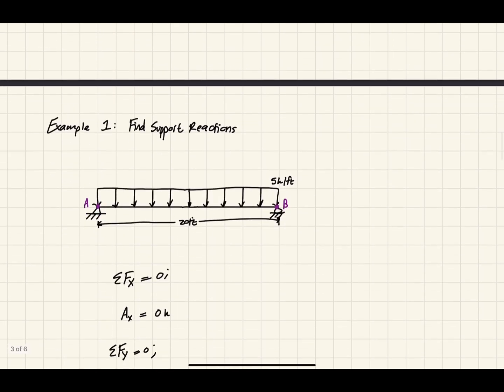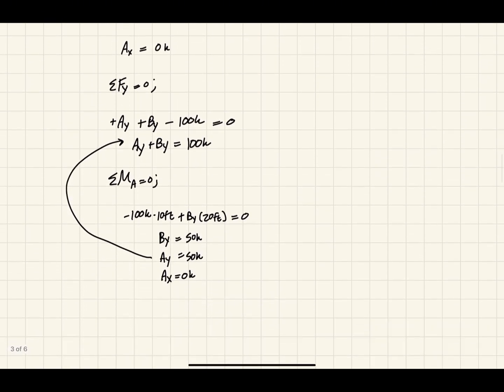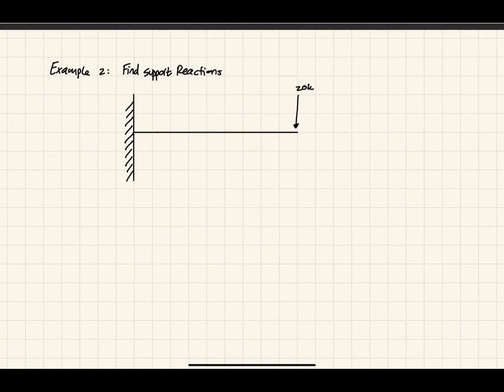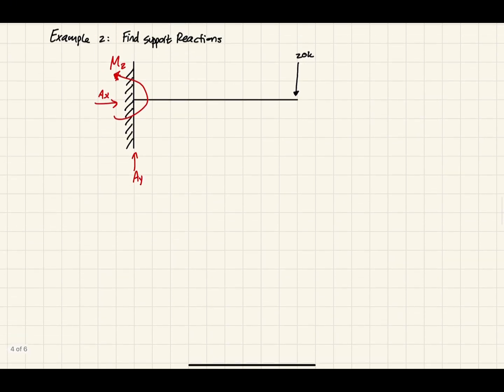Let's go to the next one. Looks like I kind of already solved it. Just go to this one. So here we have, let's draw our forces, AY, AX, and then we have a moment, let's call it moment Z. So now, let's look for the forces. Sum of forces in the X is equal to 0. As we stated before, we have the AX, but there's no other force. So AX must be 0.